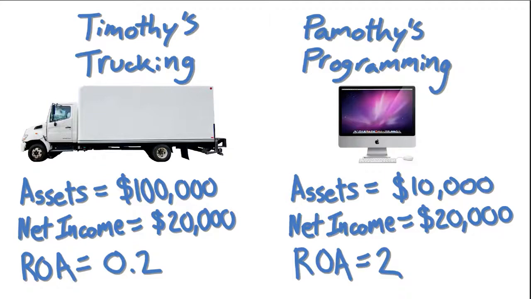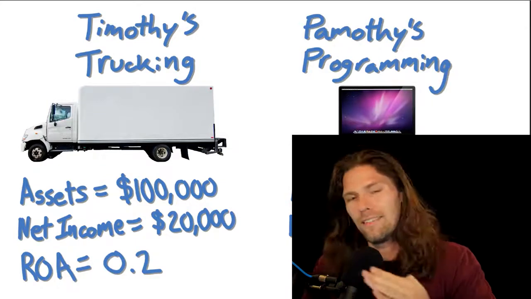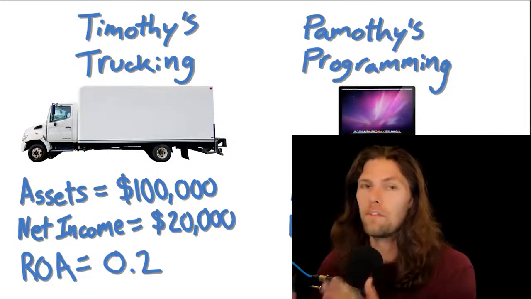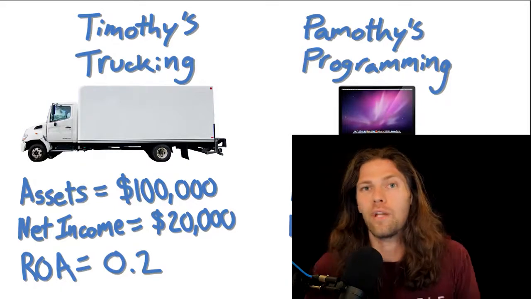Now, of course, like I said, there's different economies of scale and it doesn't always go in a linear fashion, but you get the picture. Naturally, the more profit you can earn on fewer assets, the more valuable the company is because it takes less money in order to earn more money. And there you have it, financial ratios.